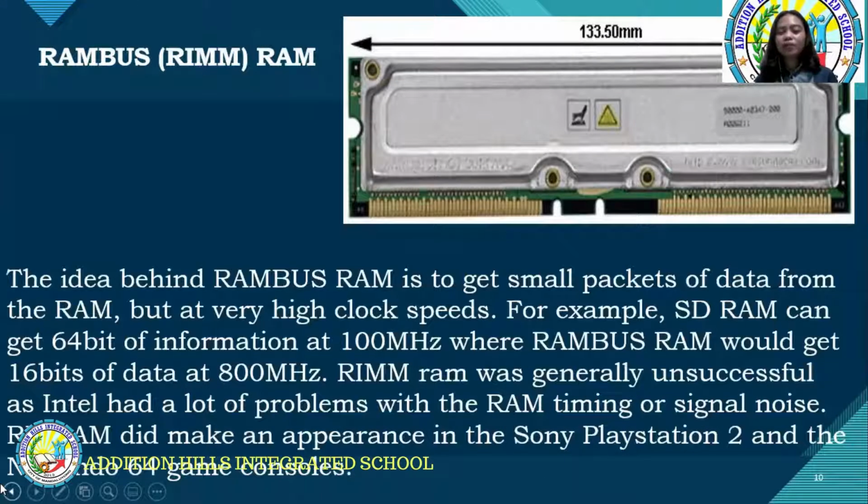The idea behind Rambus RAM is to get small packets of data from the RAM, but at a very high clock speed. For example, SDRAM can get 64 bits of information at 100 MHz, where Rambus RAM would get 16 bits of data at 800 MHz. RDRAM was generally unsuccessful as Intel had a lot of problems with the RAM, timing, or signal noise. RDRAM did make its appearance in the Sony PlayStation 2 and the Nintendo 64 game consoles.